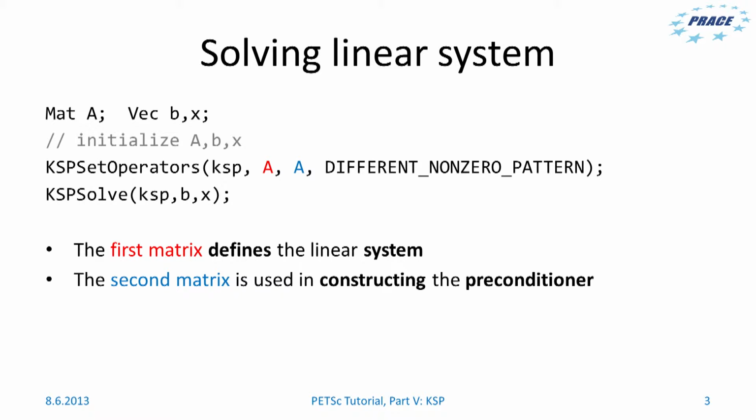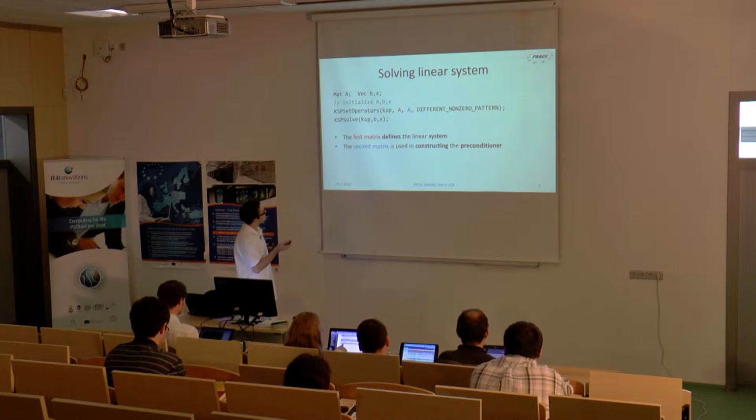How to solve the linear system? Let's say you have matrix A, vectors b and x. You have initialized them in your previous code. Now you can inject the A matrix into the solver using KSPSetOperators, and after that you solve the system using KSPSolve, where you specify your right-hand side and the solution vector.